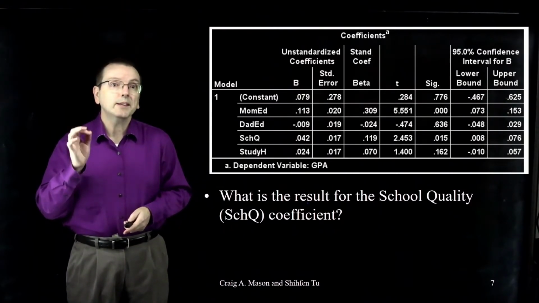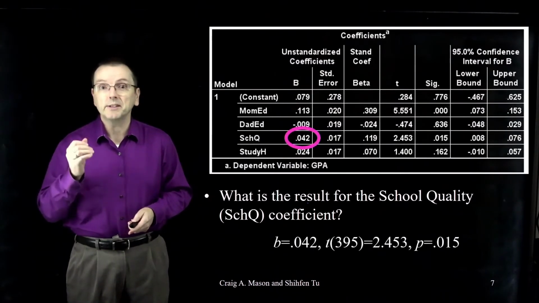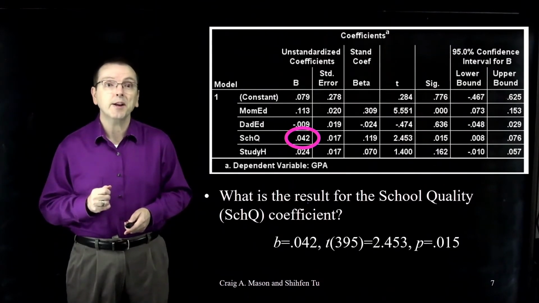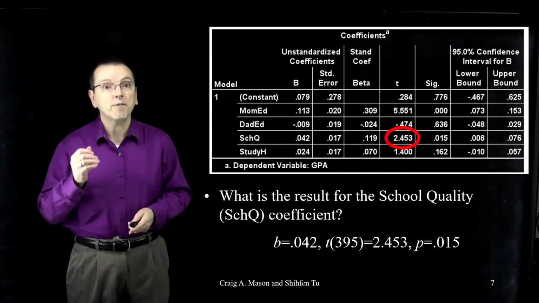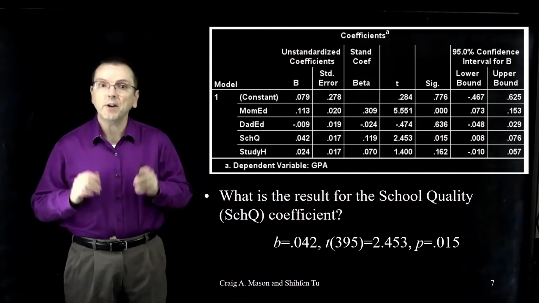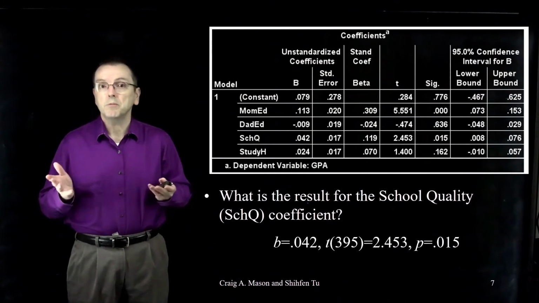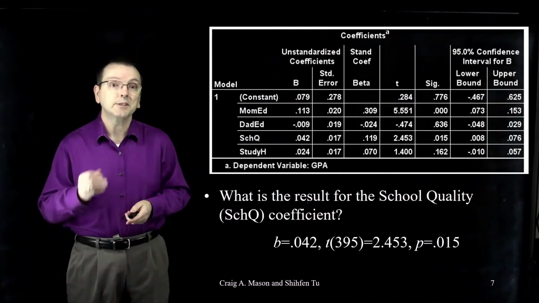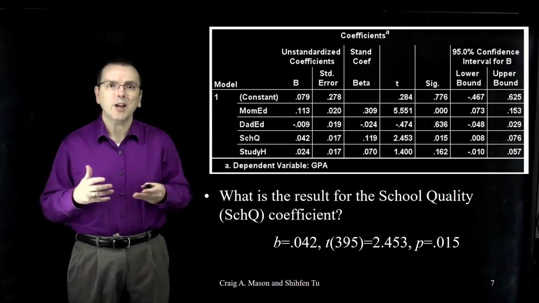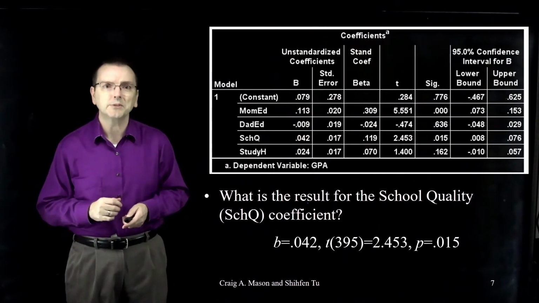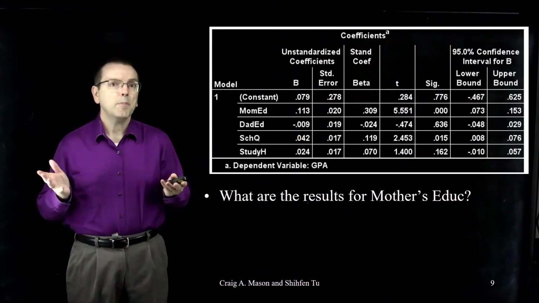So we would write this up as b equals 0.042 with t with 395 degrees of freedom equal to 2.453 and a p-value of 0.015. Now, assuming our alpha level is 0.05, we would reject the null hypothesis that the effect of school quality is equal to 0. It does look like it's having an effect on GPA, controlling for all of these other variables. Now, what about mother's education?